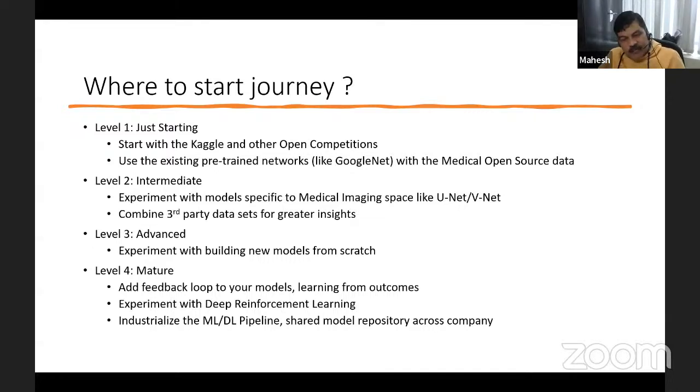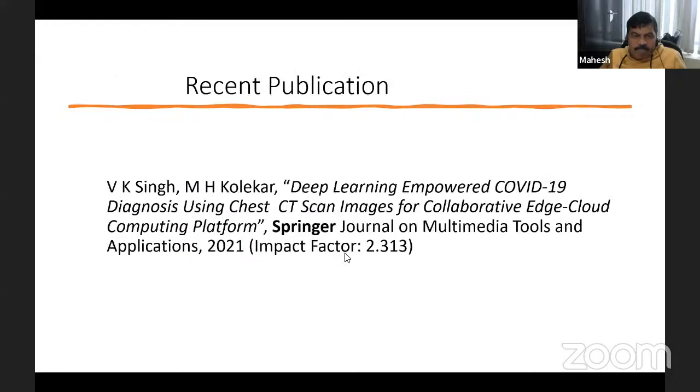You can go for reinforcement learning. You can introduce many feedback loops in the model. You can industrialize the ML and DL pipeline. You can share model repository across countries. So this is the journey. I have given the outline. Actually, this is up to you. It depends on the person.